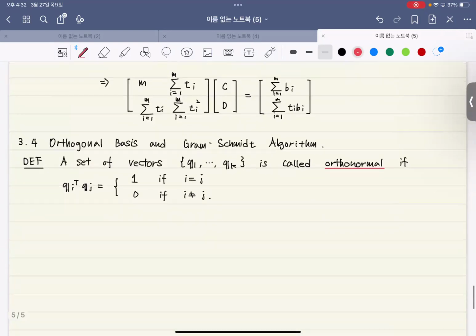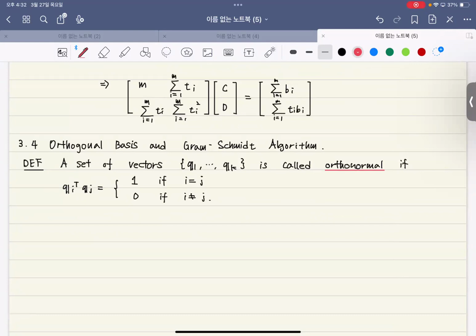I think I already mentioned this earlier. All right, there is nothing new. But using orthogonal vectors, orthonormal vectors, we can do even more interesting things. I have K orthonormal vectors in Rn, a set of orthonormal vectors.